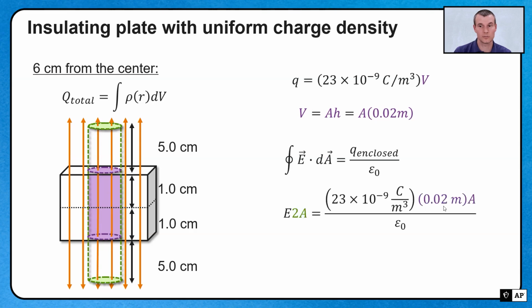So once again, making our substitutions where we have our charge density times our volume, the areas of our end caps are going to cancel just like they did before. And when that happens, we're going to get our 26 newtons per coulomb. This is a quick example of how we can solve with an insulating plate.